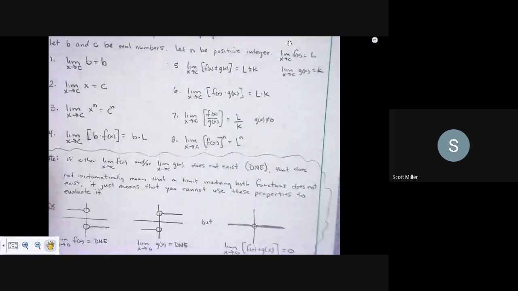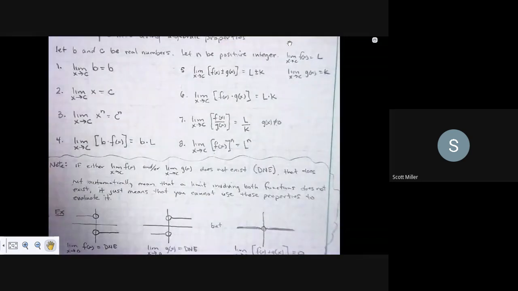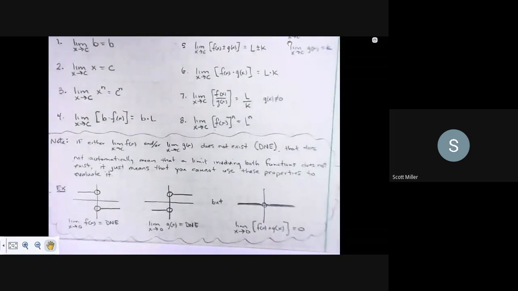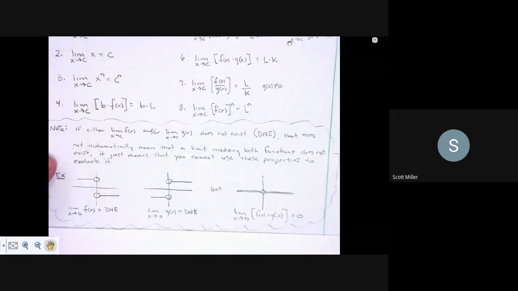But you need to remember a couple things, and here's what they have here. Let me move some stuff so you can see it. An important note, be careful.